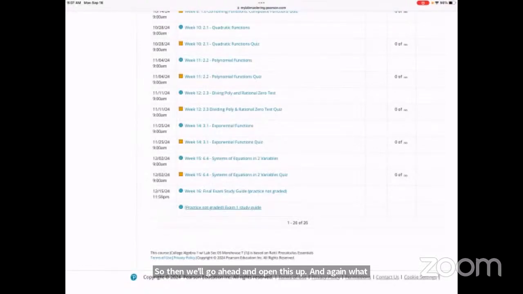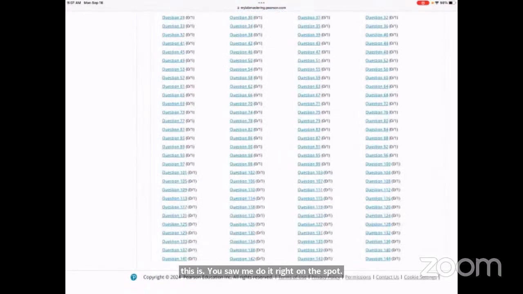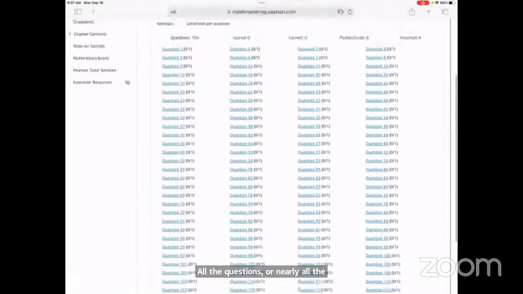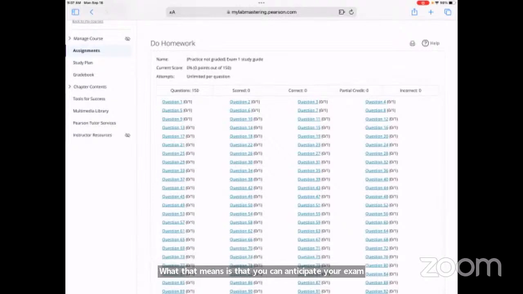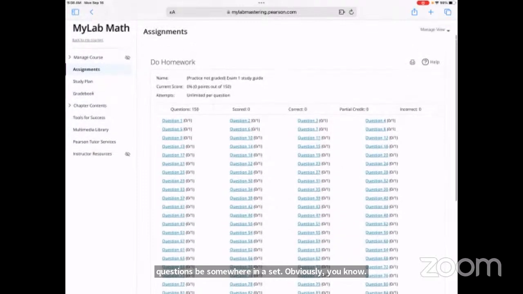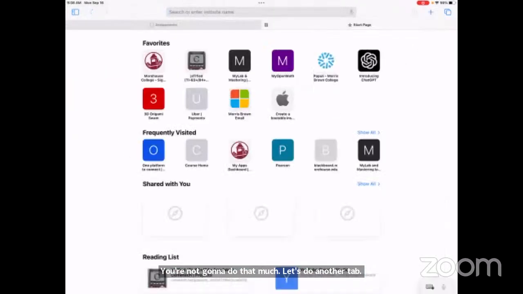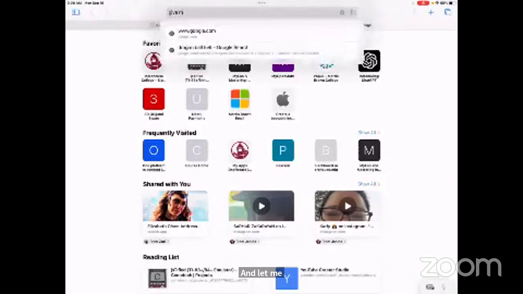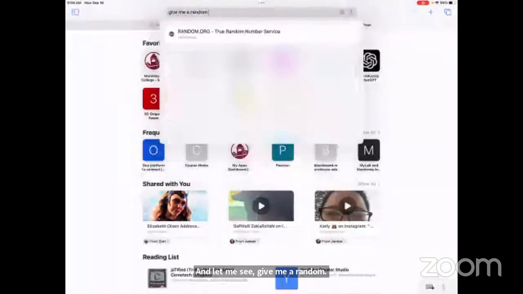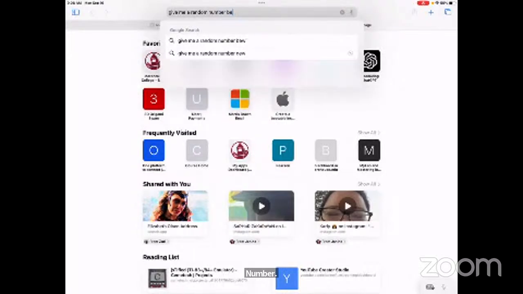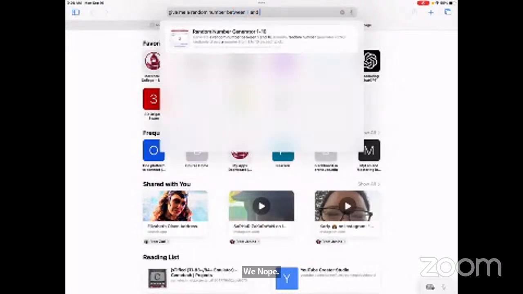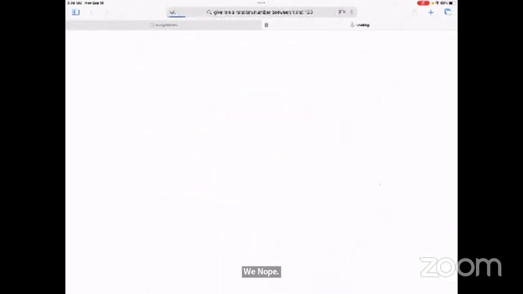It is basically all the questions, or nearly all the questions, from the first 3 sections. So what that means is that you can anticipate your exam questions to be somewhere in the set. Obviously, you're not going to do that much. Let's do another tab. Give me a random number. 50. All right, we'll start with question 145.